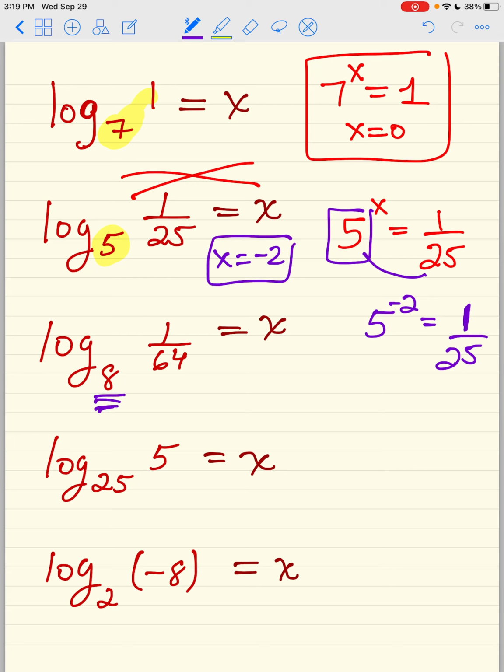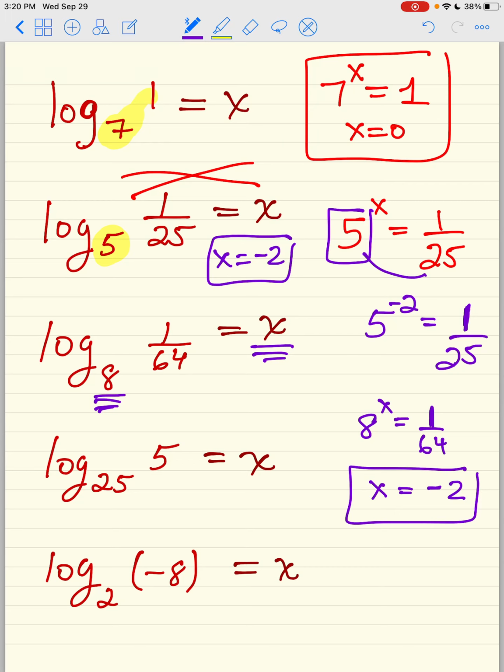8 to the x is equal to 1 over 64. 8 to what power makes 64? 2. And then because it's under 1, it's negative 2.